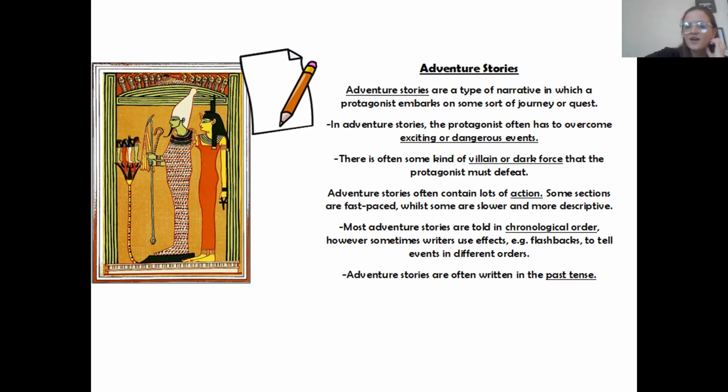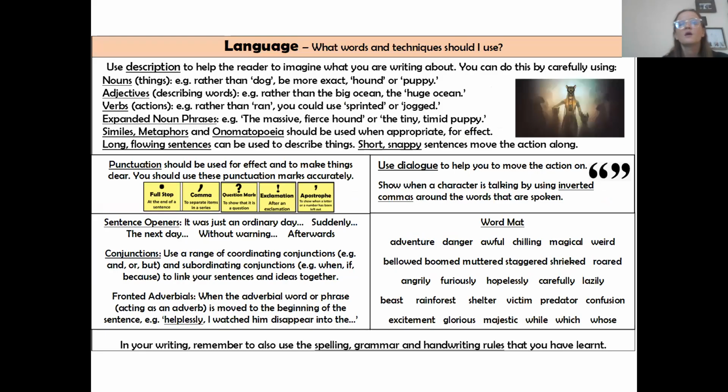They contain lots of action. Some sections are fast-paced, while some are slow and more descriptive. Most adventure stories are told in chronological order. However, sometimes the writer uses things like flashbacks to tell events in a different order. And usually our adventure stories are written in the past tense.